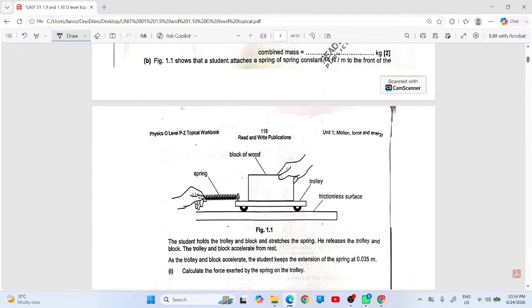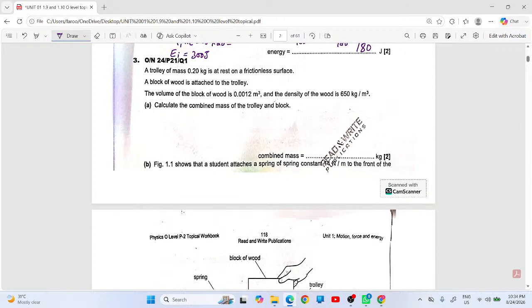Oh, question number 6. Three, yes sir. A trolley of mass 0.2 kilograms is at rest on a frictionless surface. A block of wood is attached to the trolley. The volume of the block is this, and the density is this. Calculate the combined mass of the trolley and the block. पहले block का mass निकालना है. Density is equal to m over v. V arrange करके. Okay, sir.